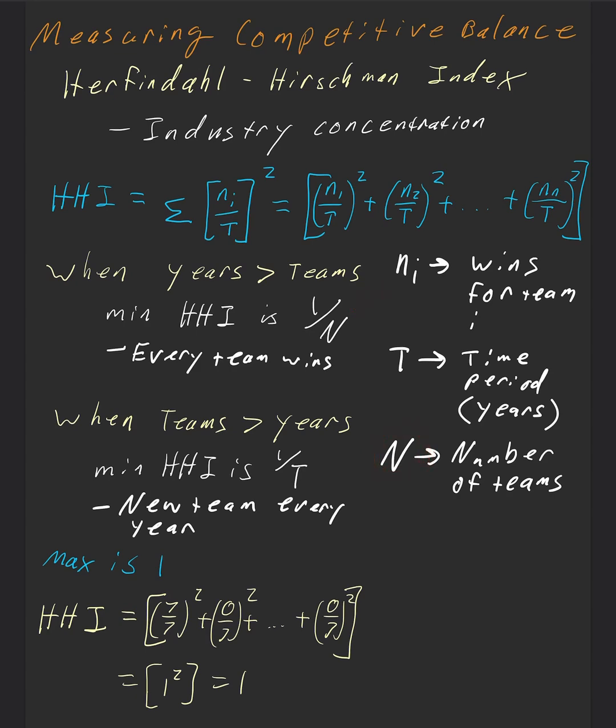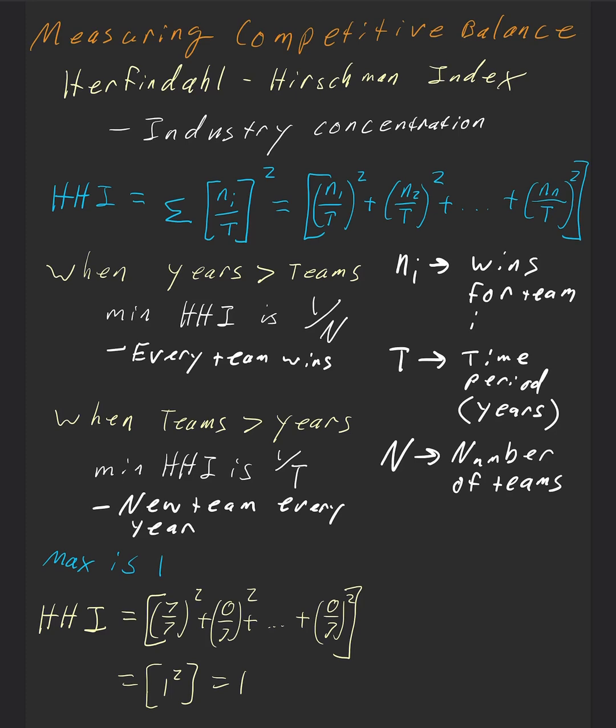Okay, so the minimum, the least concentration we can have in HHI depends on whether there are more years or more teams in the sample that we care about, because we have to measure the Herfindahl-Hirschman index over a given time period. So if there are more years than teams, then obviously the lowest we could have is 1 per team. That is, every team wins during that time period. So if we're thinking about the NFL and there are 32 teams and we're looking at a 40-year span, then the lowest it could be is that every team has 1 win and some teams have 2 wins given that time period. So if we measured exactly 32 years, that would give us 1 over N.